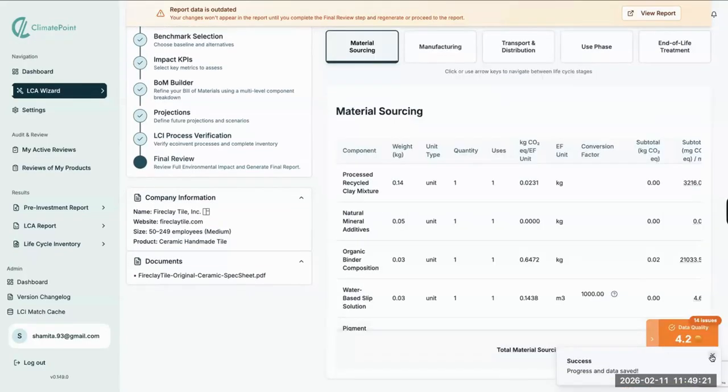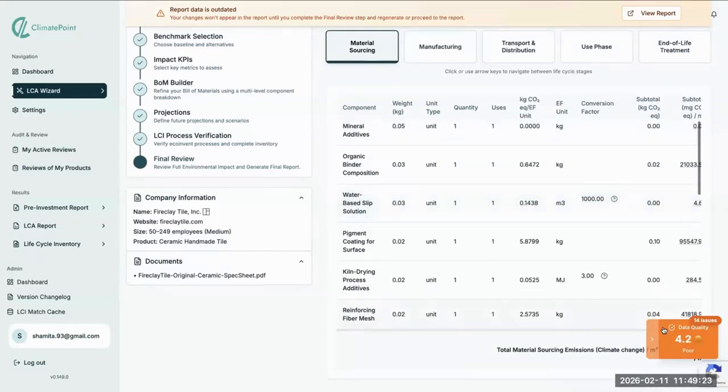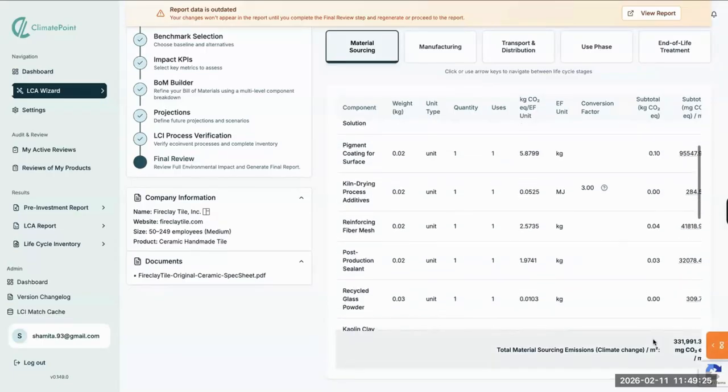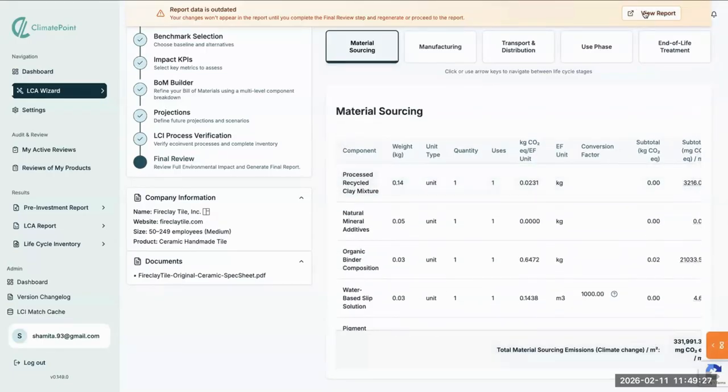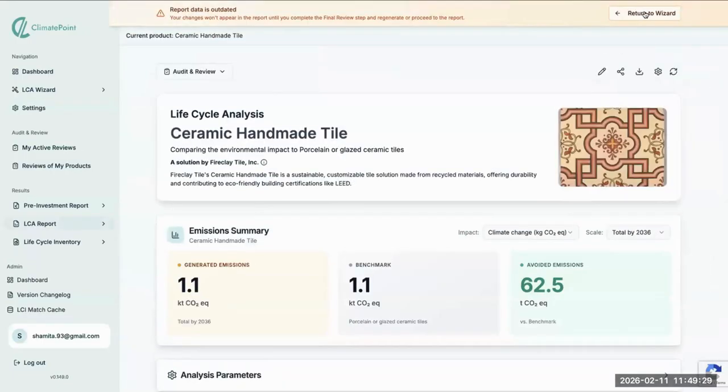I'm going to go to the report now. I'm going to take you to the report. Essentially, this is what it looks like. This is what we've generated in the quick demo, which honestly took us maybe an hour at max to create on the back end.